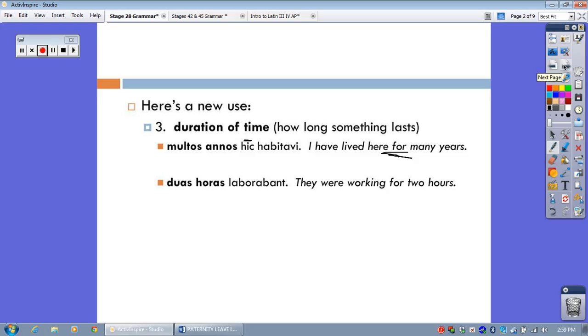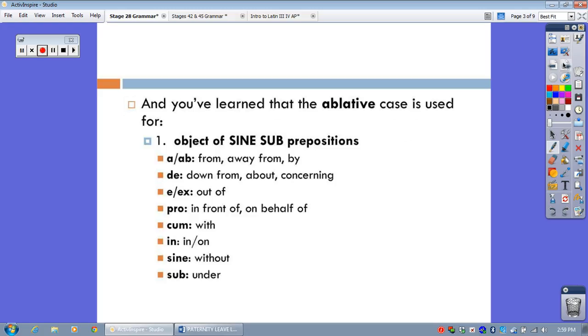Now the ablative case is a little trickier, but not by much. So you've learned that the ablative case is used for the object of sine sub prepositions, and I'm going to remind you about the ablative song. I want you to sing with me now. Come on, I don't want it to be so lonely. Here we go. 3, 2, 1.